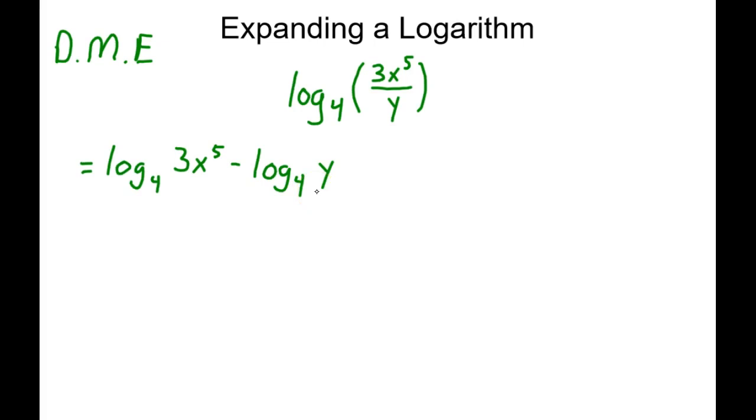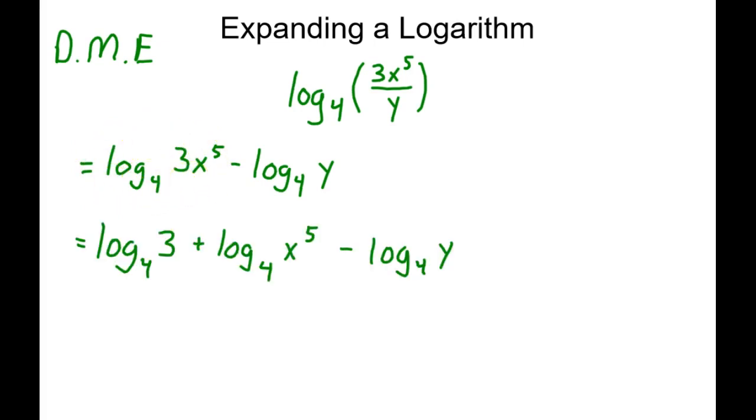Now I want to look in both of these expressions to see if there's any multiplication going on. In the first logarithm, I see we have 3 times x to the 5th. So now I'm going to break this first logarithm up using the product rule. After applying the product rule, which tells us we can expand this using addition, now we get log base 4 of 3 plus log base 4 of x to the 5th minus log base 4 of y.